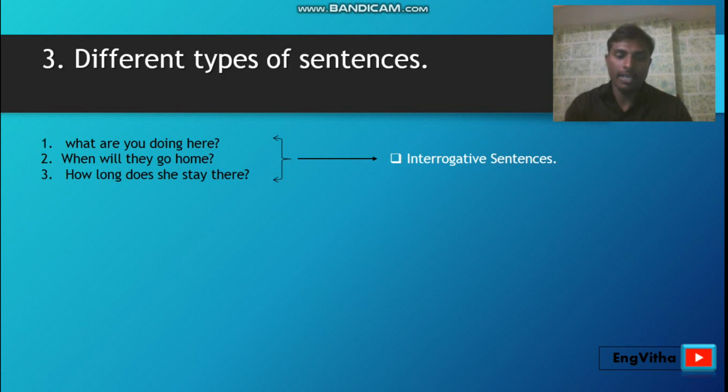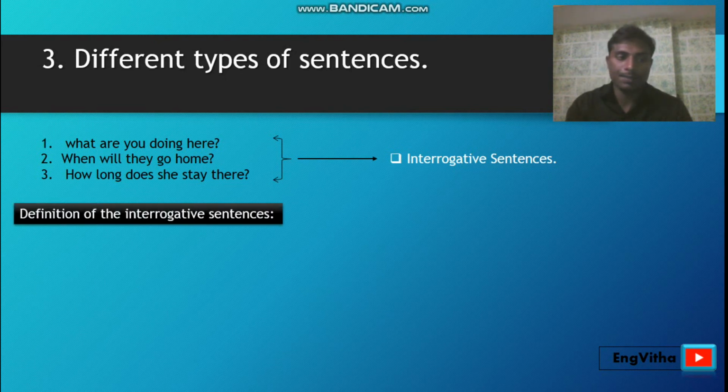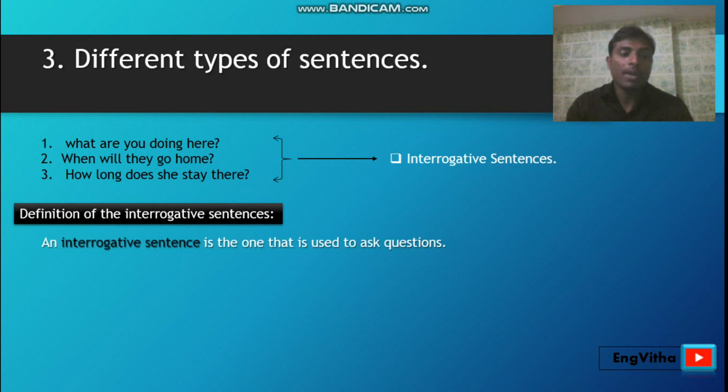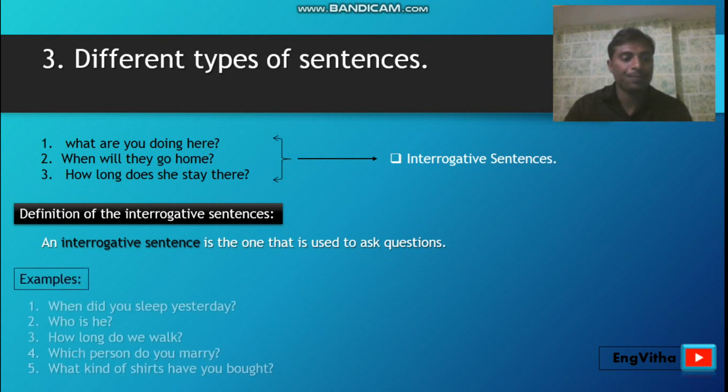Here the category is interrogative sentences. So let us look at the definition of interrogative sentences. An interrogative sentence is the one that is used to ask questions. So let us look at a few examples of interrogative sentences. When did you sleep yesterday? Who is he? How long do we walk? Which person do you marry? What kind of shirts have you bought? So this is an interrogative sentence.